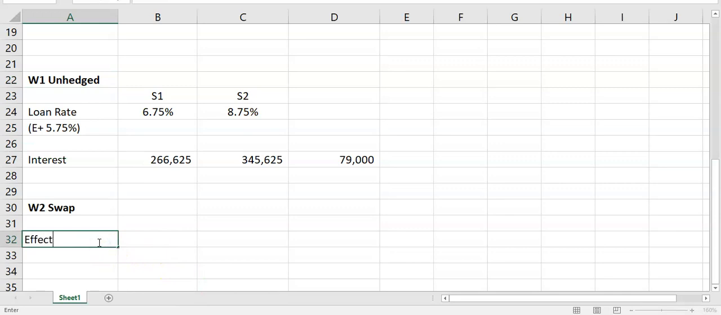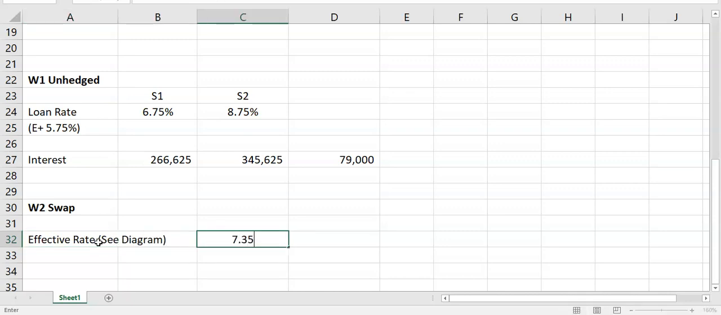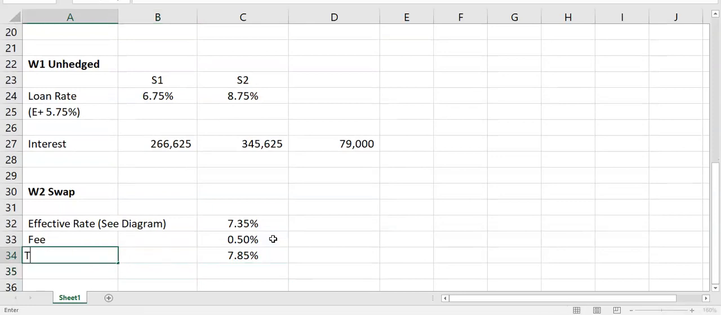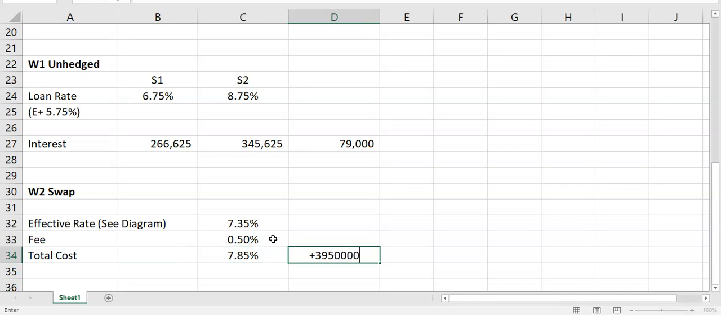So here, your effective rate, which I'm just going to say C diagram, is 7.35%. And your fee then is 0.5%. So that means overall, your total cost is 7.85%, or in monetary terms, 3.95 million times 7.85%. So overall, 310,000, scenario 1 and scenario 2.